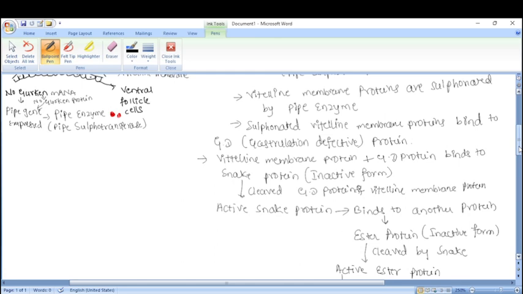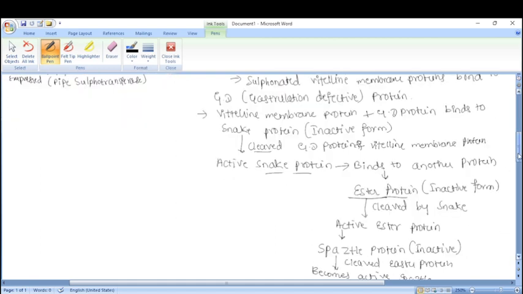And these two, the gastrulation defective protein and vitelline membrane proteins, will bind to another protein called the snake protein. Snake protein, initially in an inactive form, later gets activated by cleavage by the GD protein and vitelline membrane protein. Now activated snake protein will bind to another protein called the Easter protein. Easter protein is also in an inactive form and is converted into active form by cleavage by snake protein.